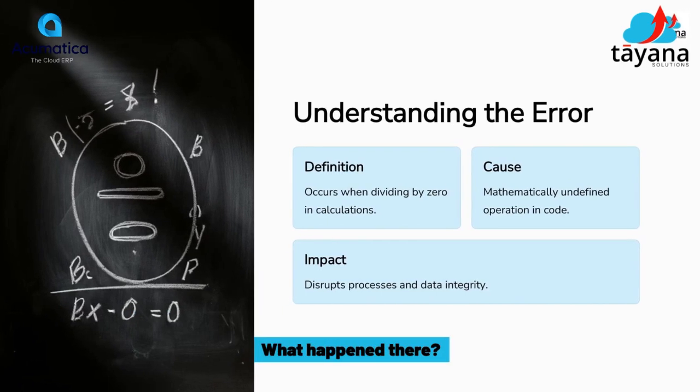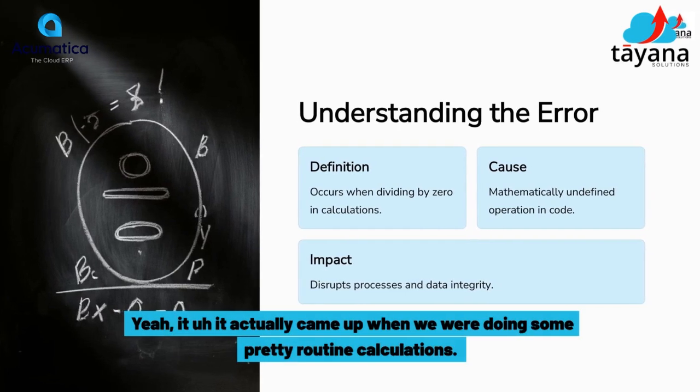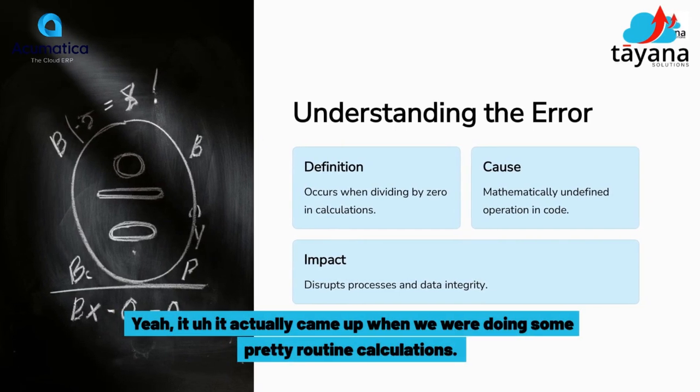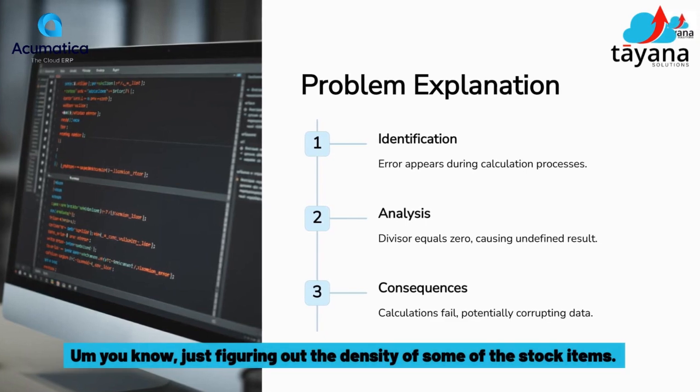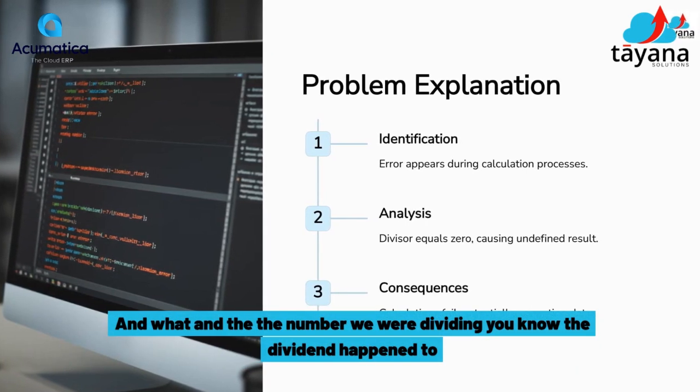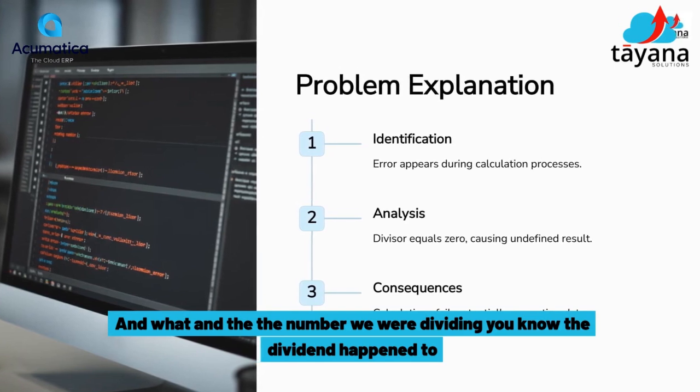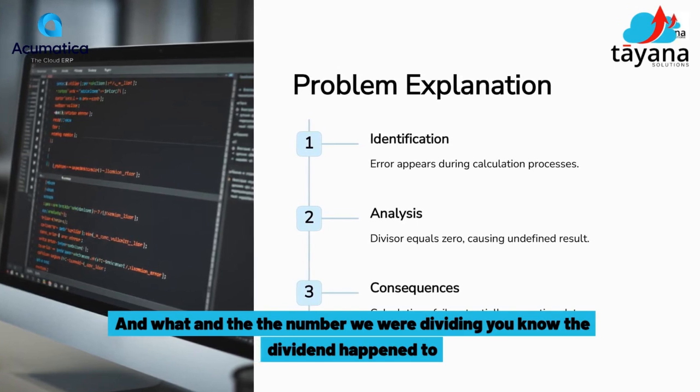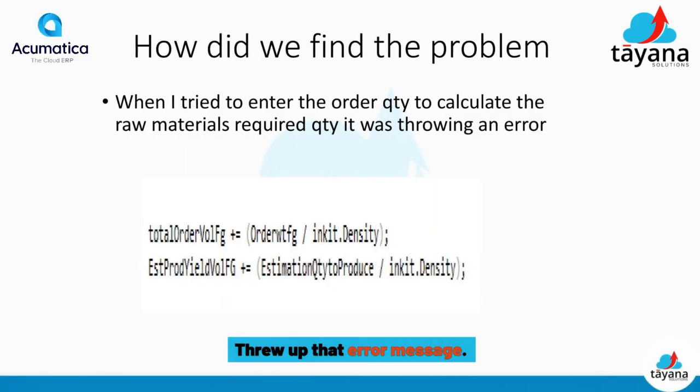What happened there? It actually came up when we were doing some pretty routine calculations, just figuring out the density of some of the stock items. And the number we were dividing, the dividend, happened to be zero. Well, the system just couldn't handle it. Threw up that error message.